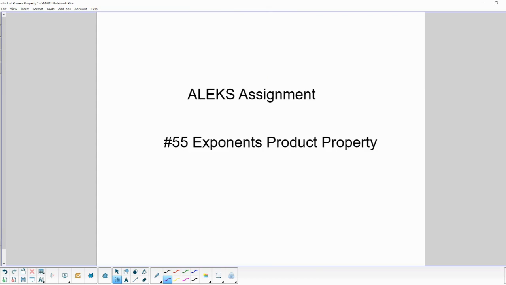So our assignment is exponents number 55, exponents product property. So take a look. Thank you very much.